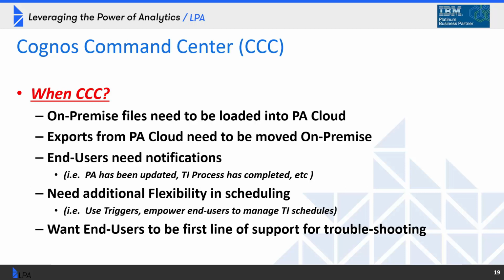If you're doing an export from Planning Analytics Cloud, you need to move that on-premise, maybe to bring that into an on-premise system that you've got, bring it into your ERP that's on-premise. You can do that export from the cloud to on-premise as well. End user notification, so whether Planning Analytics has been updated, upgraded, backed up, etc., you could send emails automatically, but also with Turbo Integrator processes. If you've got users that are kicking off a TI process, the feedback that they typically get with Planning Analytics is very little. It either just says it was completed successfully or there was an error and check the log. Well, these users don't have access to that log, and with Cognos Command Center, you can actually send them the log associated with that error and tell them how many records actually failed automatically.